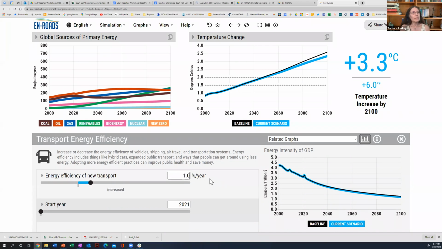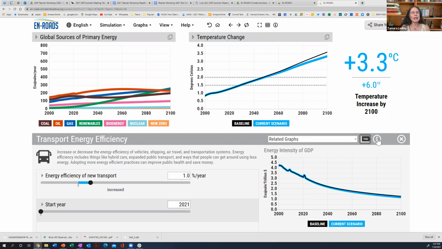And you can see it has a very small change. The energy intensity for the GDP really diverges from the baseline by the slightest of margins. If I replay it, you can see it move very slowly. And you can change the year that it starts.